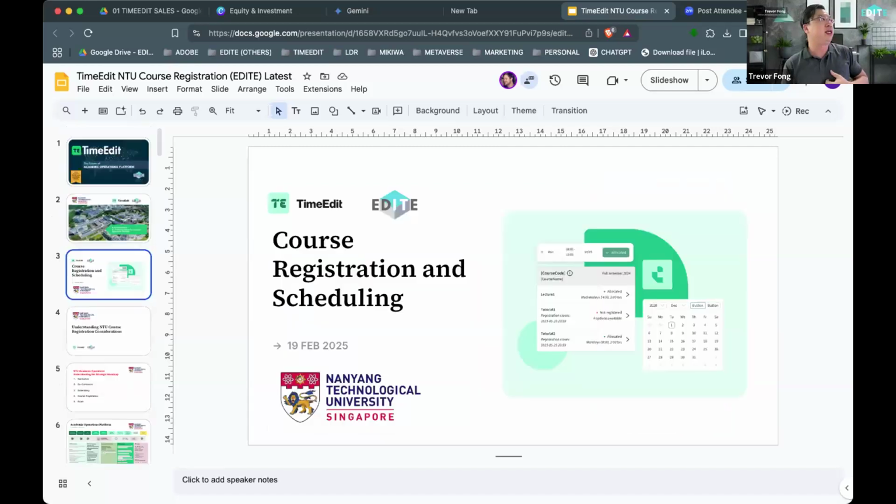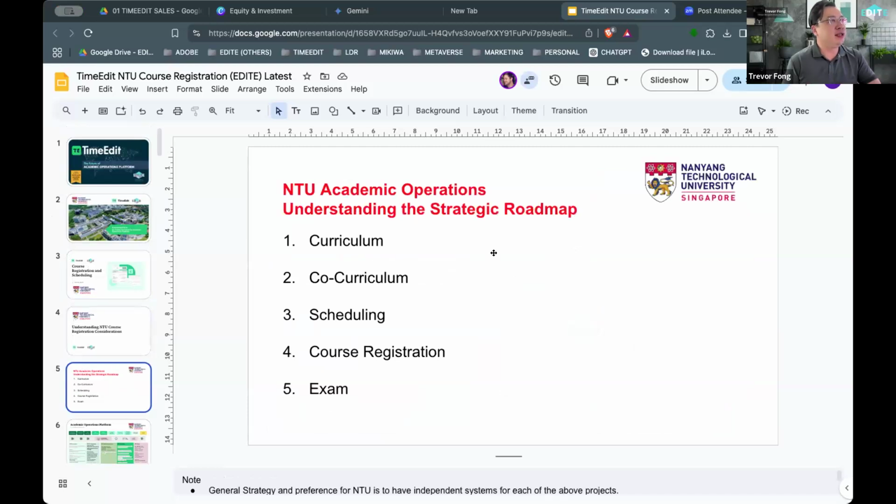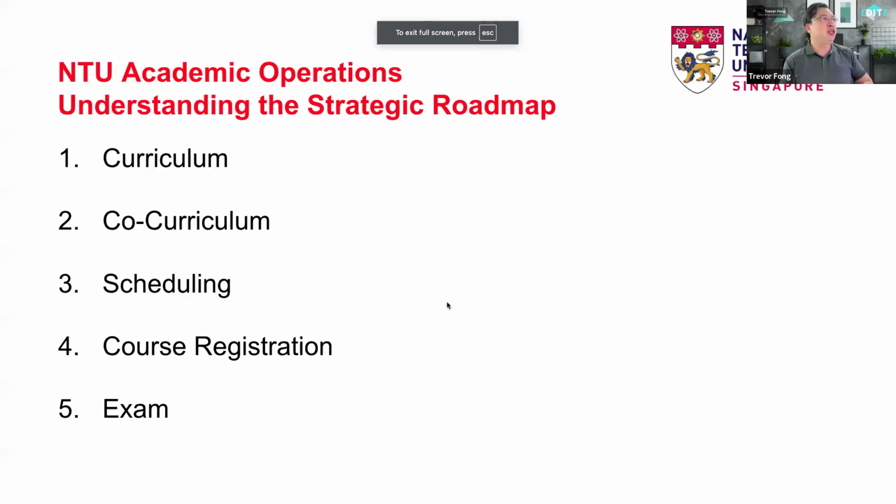Welcome. Okay, so maybe I'll set the context of today's discussion. We are here for course registration and scheduling, correct? This is the right classroom that we're here. So the first thing we want to do is understand the strategic roadmap. I'm just going to walk us through this because NTU, Laura, we're having multiple conversations with Eileen and different teams. And at this moment, NTU is looking into curriculum, co-curriculum, scheduling, course registration, and exam, right?